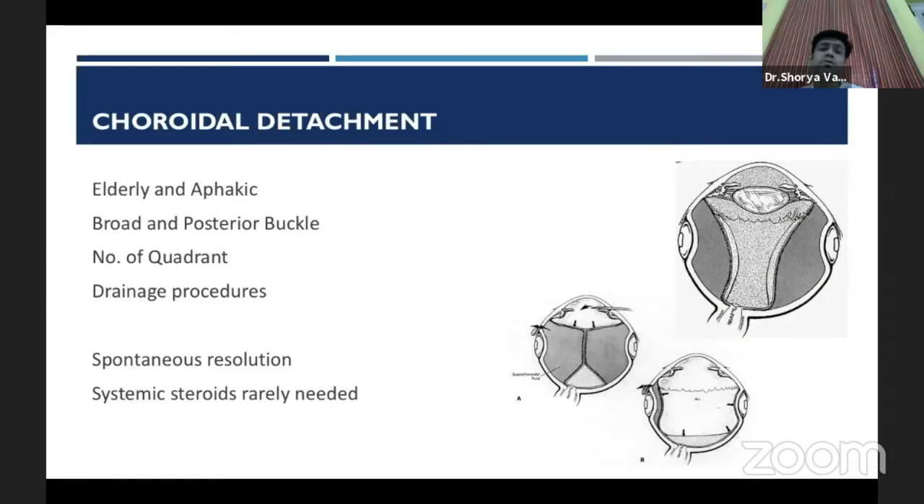Rarely, the patients might also develop a choroidal detachment, more seen in elderly and aphakic patients who are given a broad or posterior buckle. These cases generally resolve spontaneously, and rarely we need steroids.